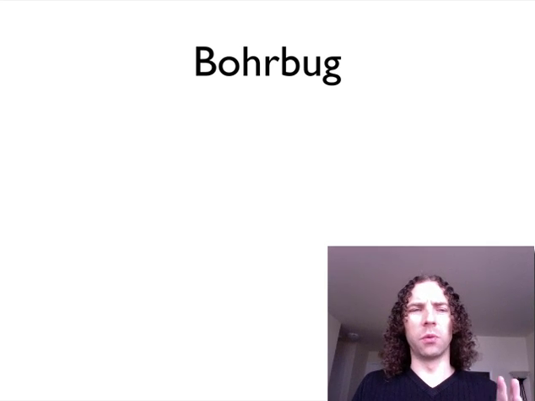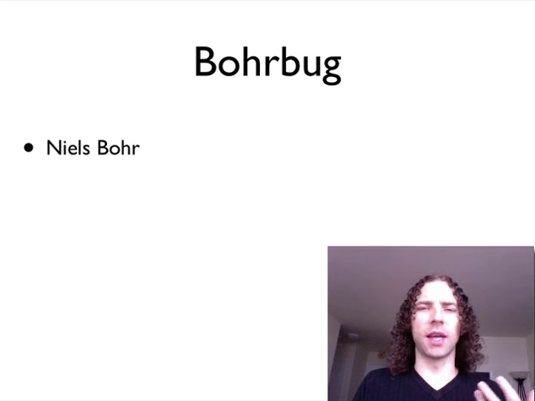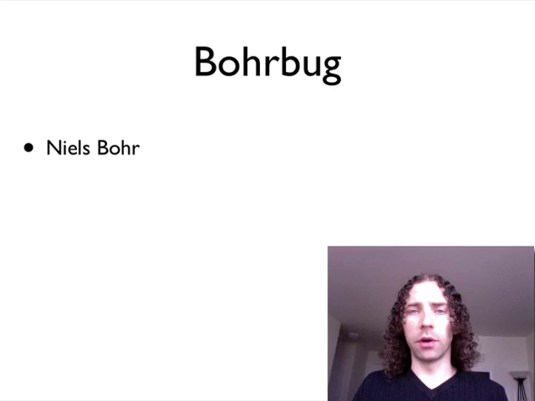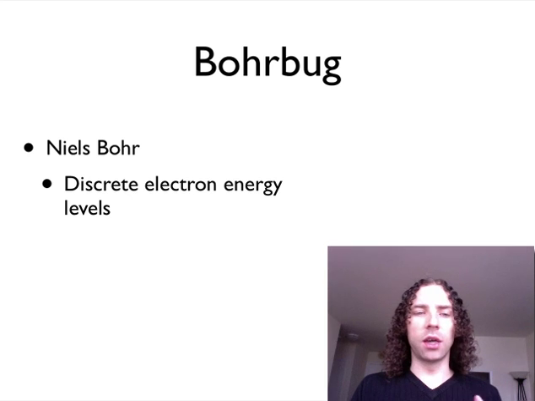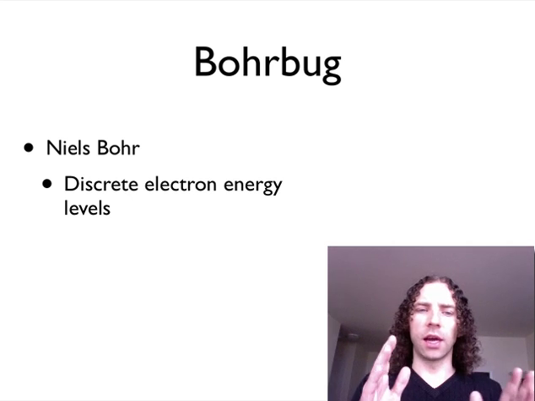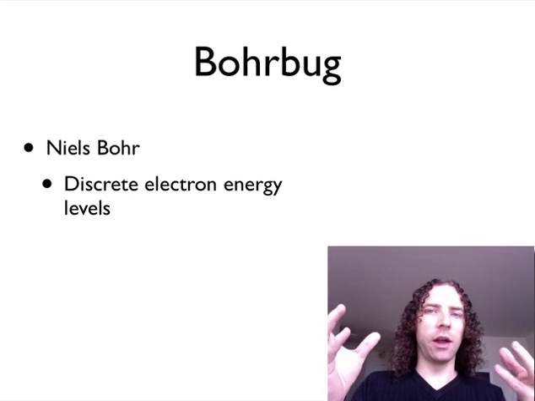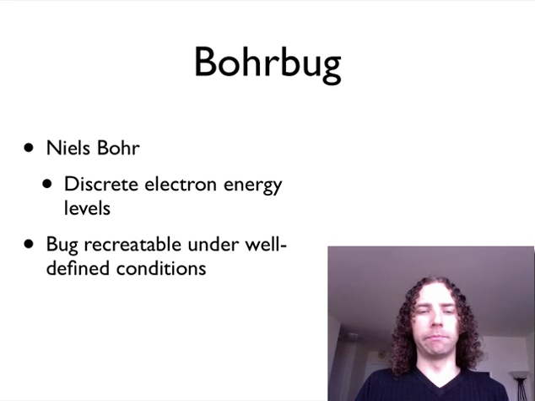Now, Bohrbug you don't really see, it's not a term anyone actually uses. I think it's just added here for completeness when I was looking through some of these terms. So this is named after Niels Bohr, a name which I'm probably mispronouncing, where he was talking about discrete electron energy levels. What this means is that around an atom, the electrons all are at a specific energy level. You can either be at X or Y, not in between them. It's kind of digital in that sense, we'll say.